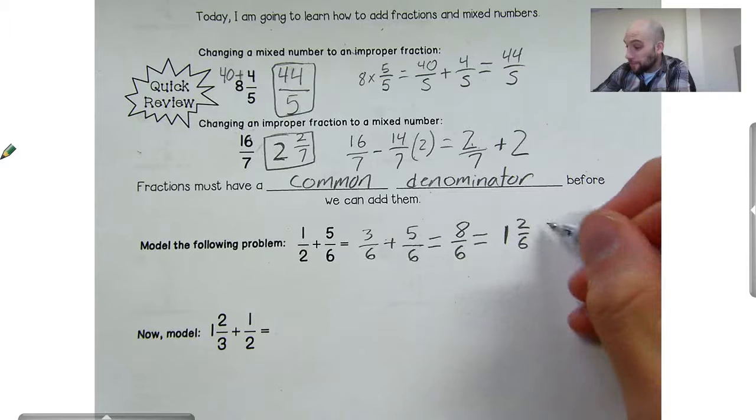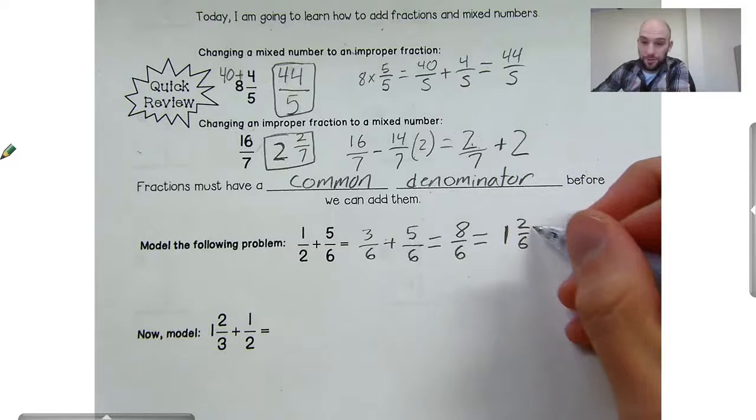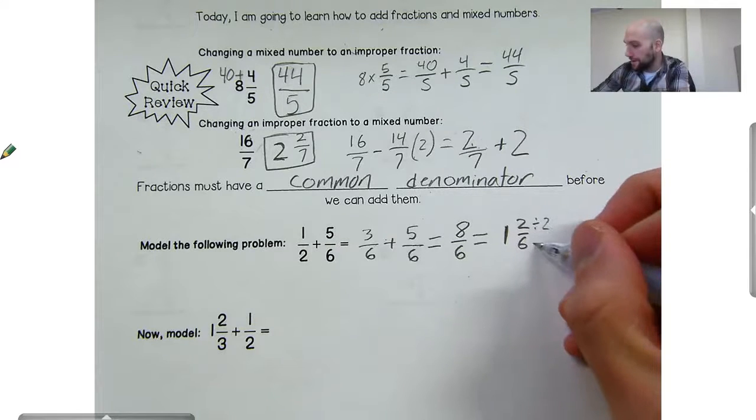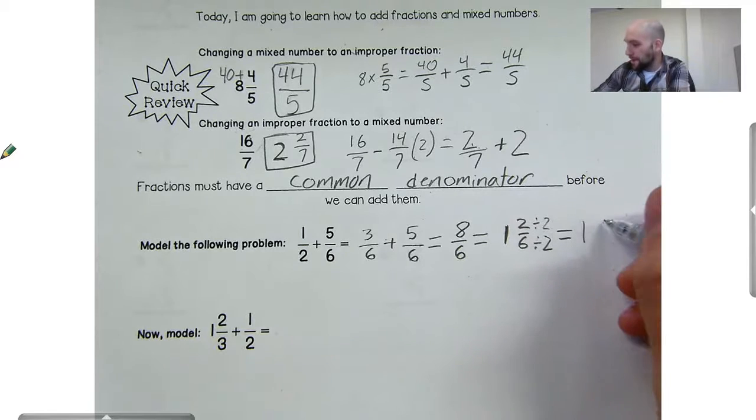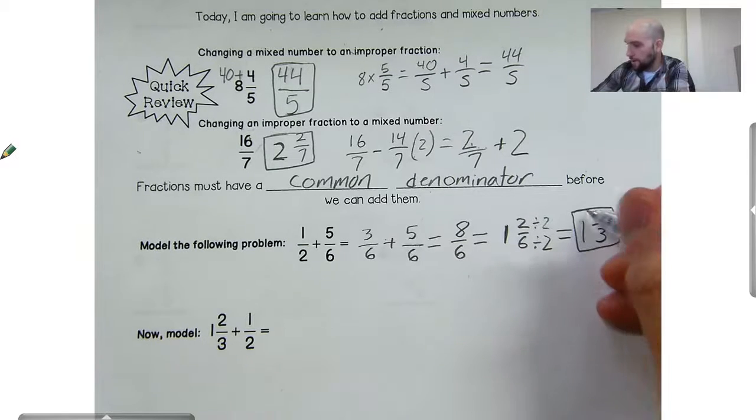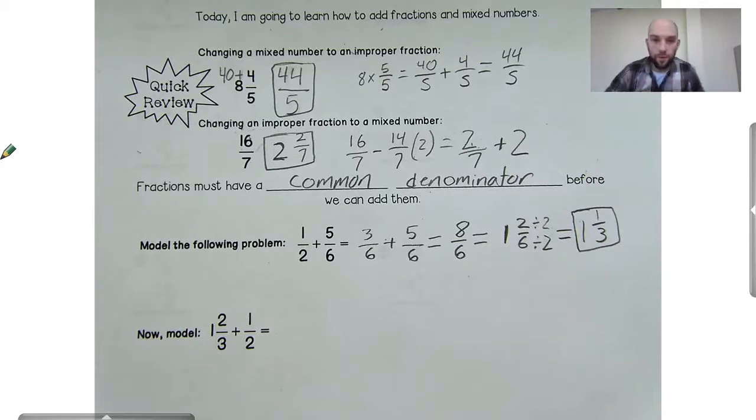And I can even go a step further, because 2/6, I can divide my numerator by 2, and I can divide my denominator by 2, so I can simplify. And I'm going to end up with 1 and 1/3. And that would be my final answer. So there's a few steps there to get to 1 and 1/3, but 1/2 plus 5/6 is 1 and 1/3.